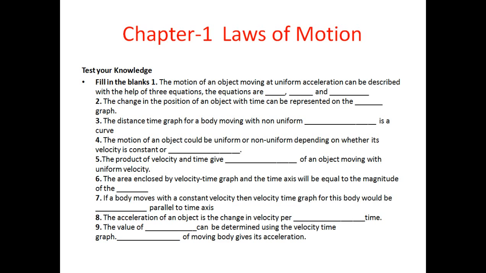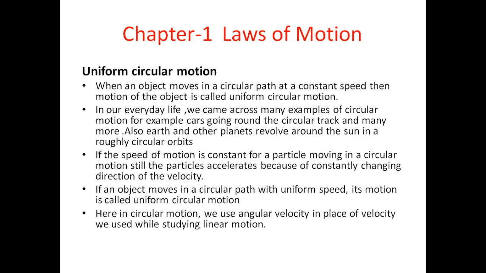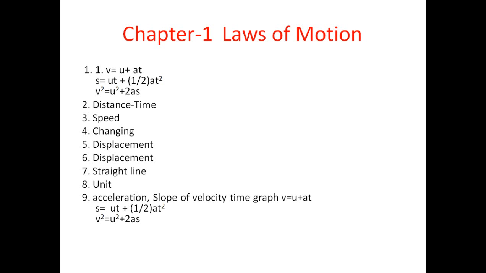Now the ninth question: the value of dash can be determined using the velocity time graph, and the change of moving body gives its acceleration. So let's see what the answer is. Acceleration, slope of velocity time graph; v is equal to u plus at, s is equal to ut plus half at square, v square is equal to u square plus 2as.